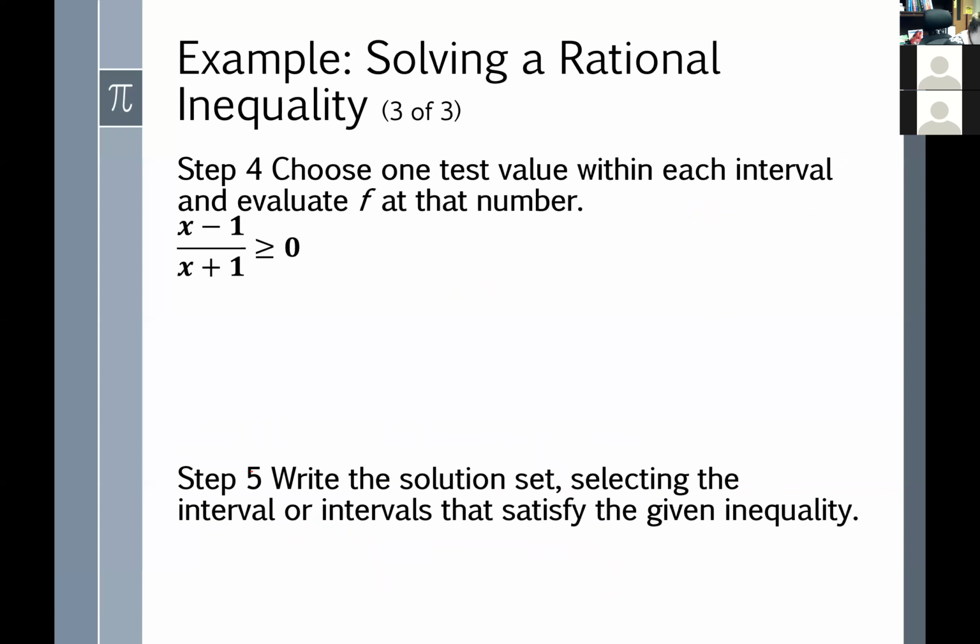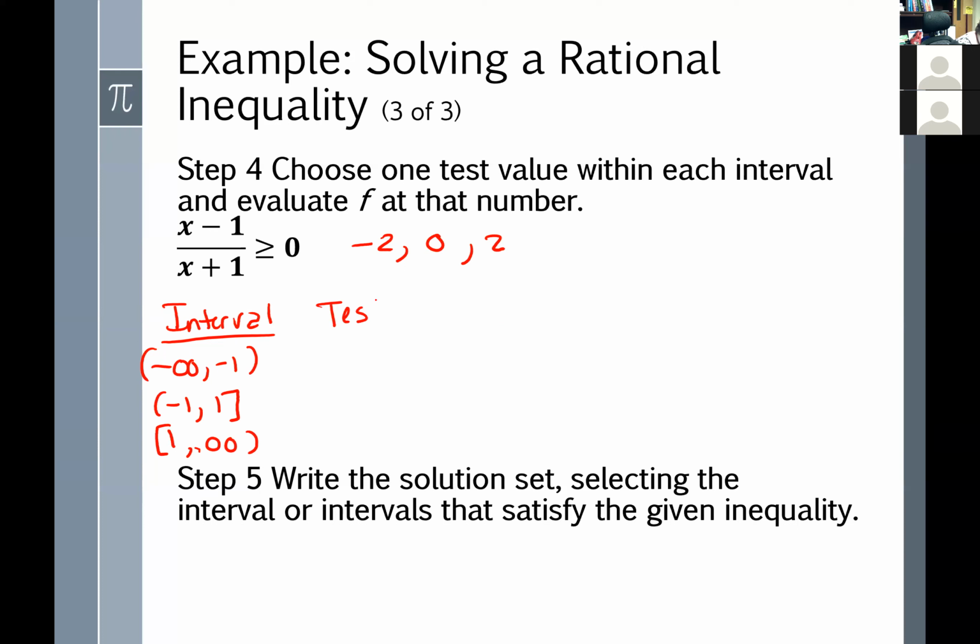Okay, so what test values did I choose? I chose negative 2, I chose 0, and I chose 2. Okay, so my intervals are from negative infinity to negative 1, from negative 1 to 1, and from 1 to infinity. My test values are negative 2, 0, and 2.